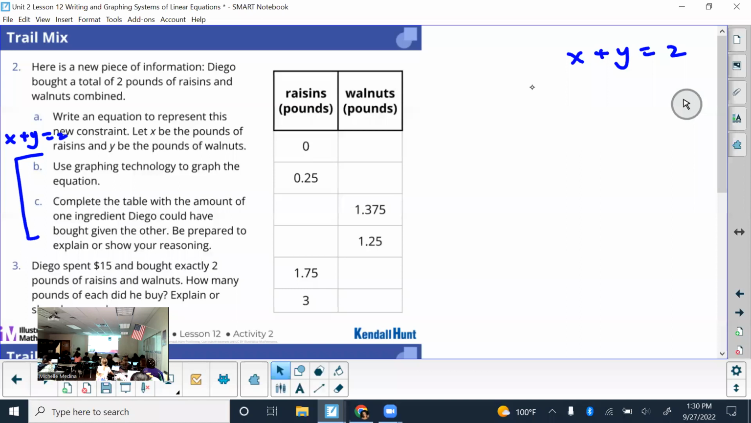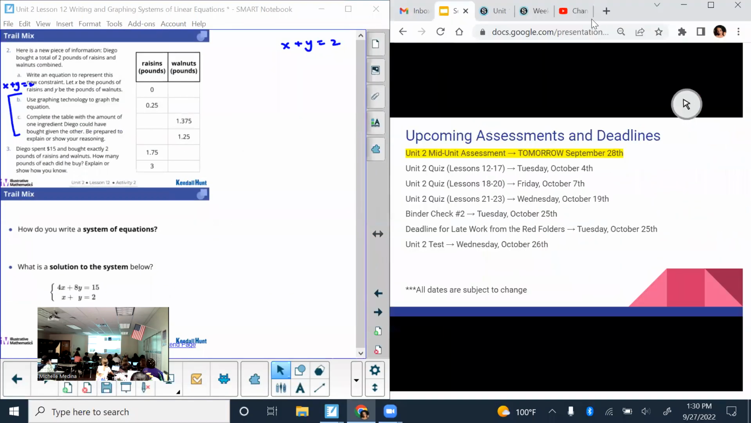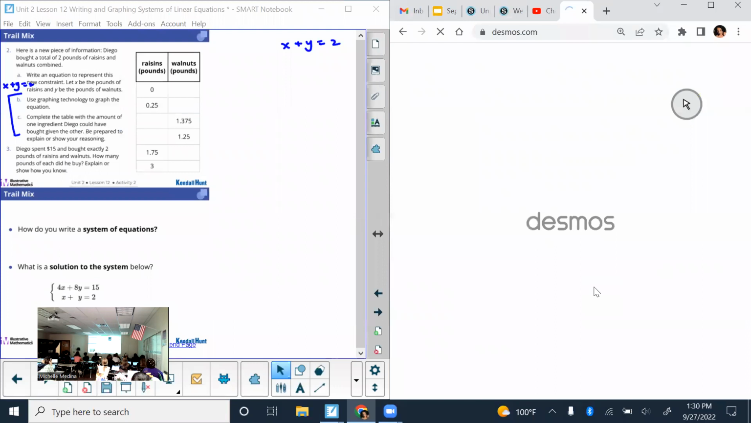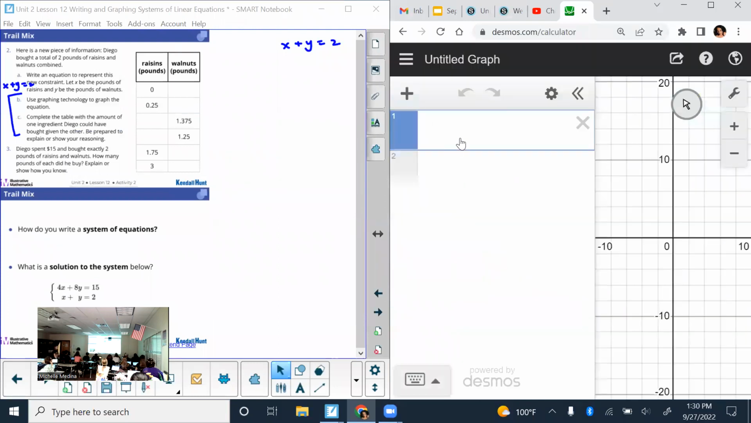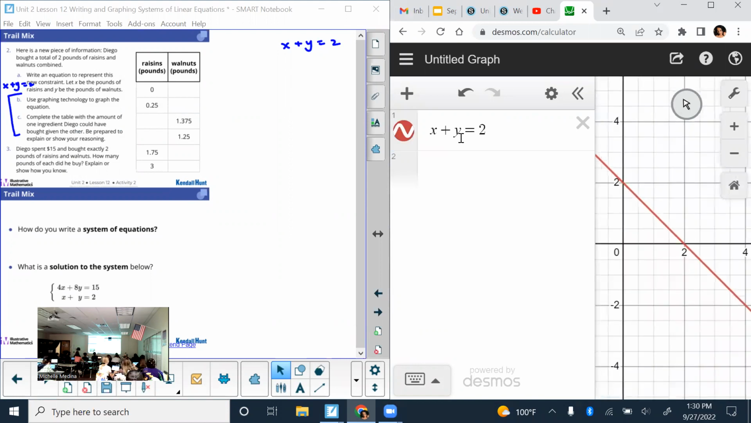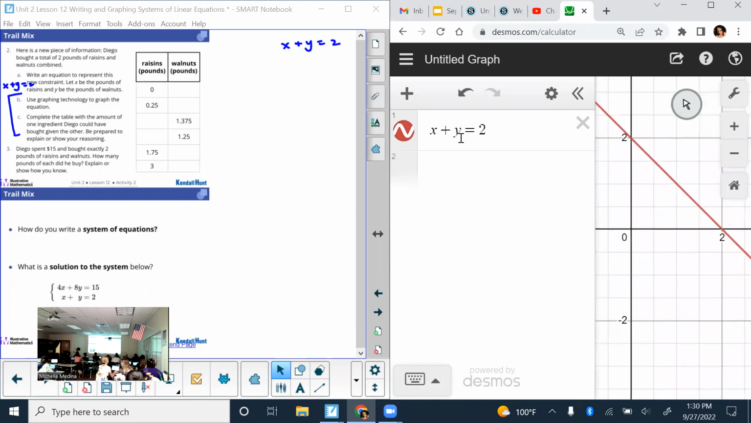What should you have typed into Desmos? The equation, which is... good. Type it in exactly how it looks. With Desmos, you don't even need to make it slope-intercept form. However, I know on your test, it might ask for it in slope-intercept form. Then all you have to do is identify your y-intercept on a graph and then the slope from it, which we have done before. But good. You get something like this.